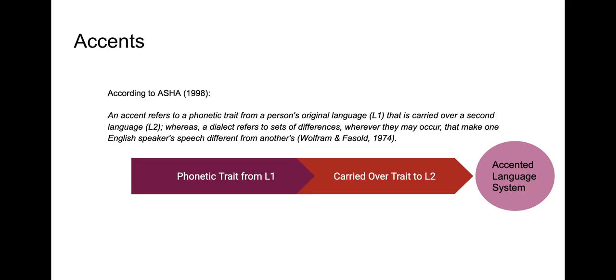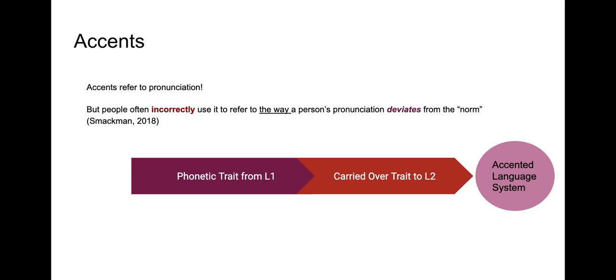But a dialect, which people often confuse with accent, is not an accent. An accent is a phonetic trait. A dialect is a set of differences. That's what makes it a linguistic system, because it's a set of differences and it's rule governed. We'll get more into what makes it rule governed. So think of this: accents refer to pronunciation.